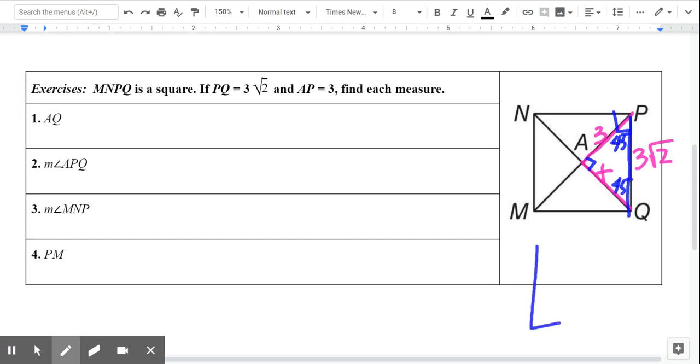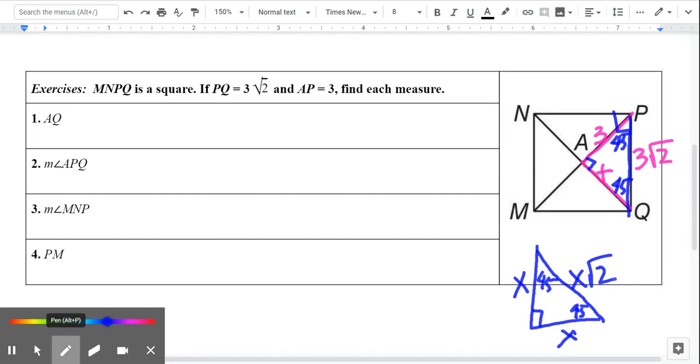I'm going to draw that separately right here. So I have 45, 45, 90. Now remember, the special relationship between the sides is x, x, x square root of 2. So if we know that we have 3 right here, then this side right here, x, is the same thing. That's also 3. That's 3, 3, 3 square root of 2.